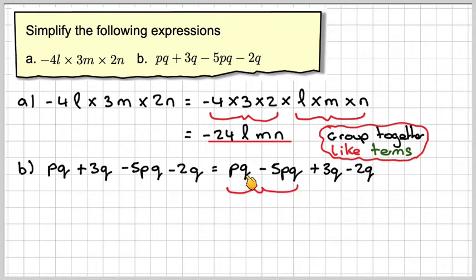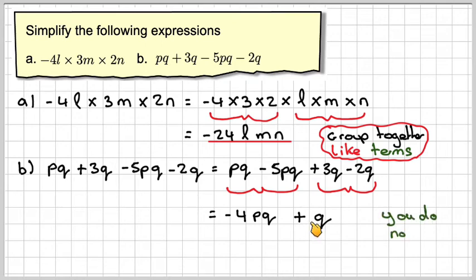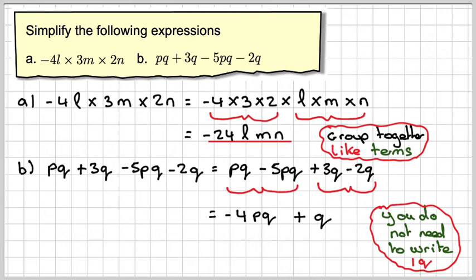Right, so we've got 1PQ minus 5PQ, so that will give me minus 4PQ. And then we've got 3Q minus 2Q, which will just give me 1Q, but we don't bother to write in the 1, we just leave it as Q. Now you could leave the answer like that, or we could write it around this way, just swap the 2 over. So we get Q minus 4PQ as the final answer.